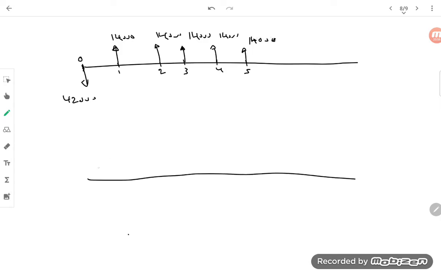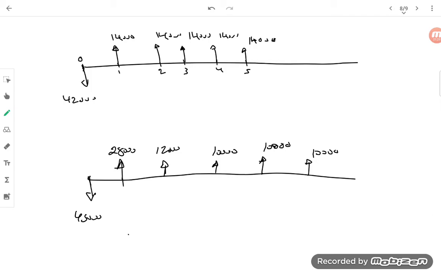And for Project B, it's 45,000 for year 0, 28,000, 12,000, 10,000, 10,000, and finally 10,000. So this is the in and out cash flows for the 2 projects. The first method that can be used in order to identify which project is going to be accepted or more profitable is the payback period.